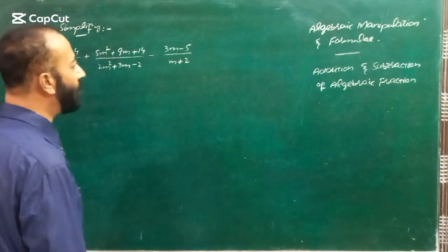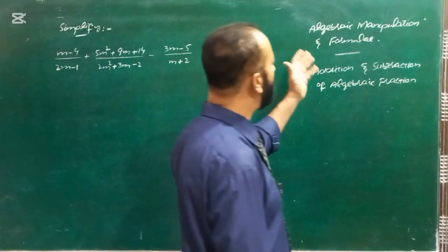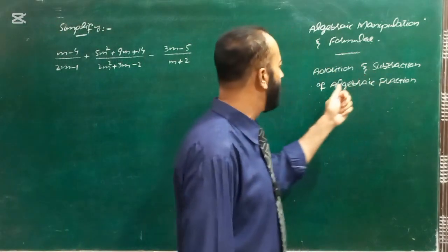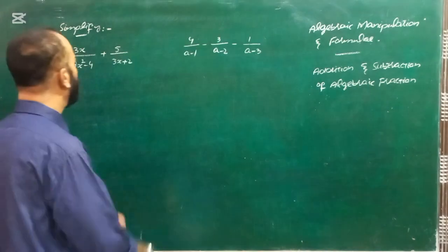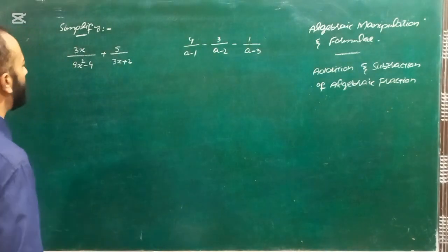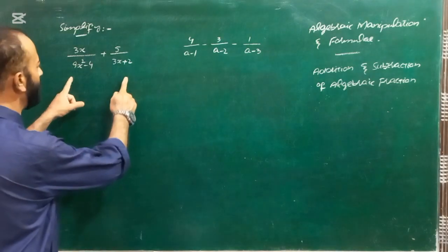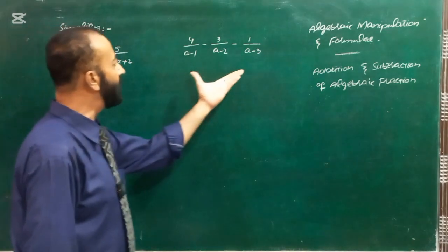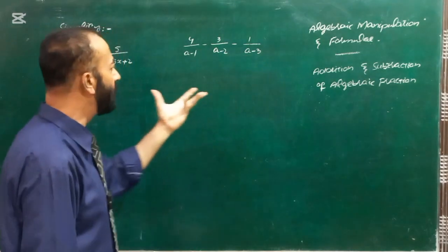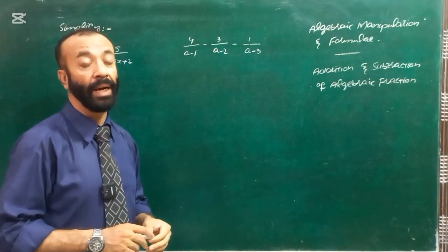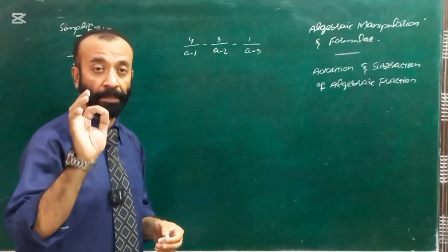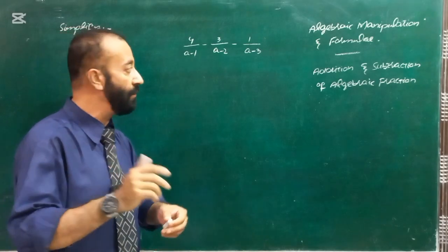The next thing that we are going to read in algebraic manipulation and formulae is addition and subtraction of algebraic fractions. So here are the questions. You can see in this fraction there is a plus sign, and in this fraction there are plus and minus signs. So actually now we are having plus and minus signs in spite of multiplication and division.